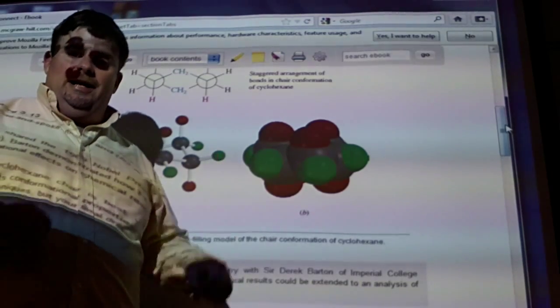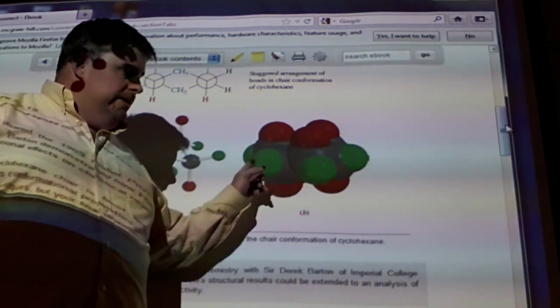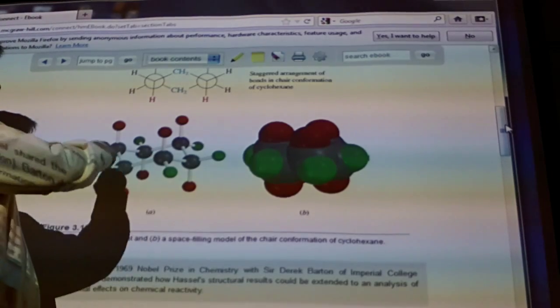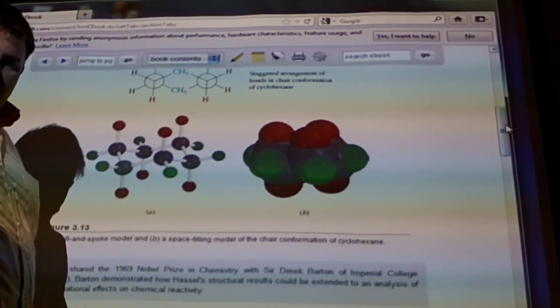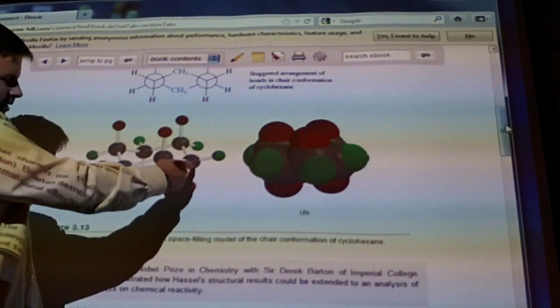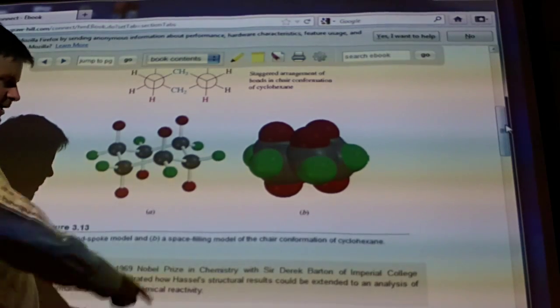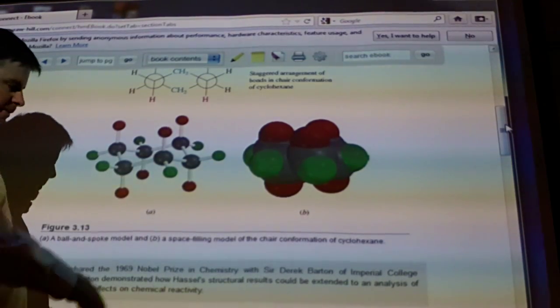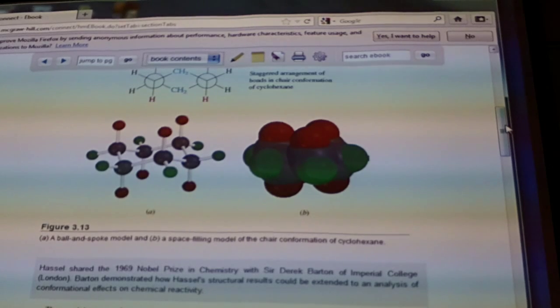Okay, cyclohexane has 0 in this form. Now, if you look at this form, remember that chaise lounge I showed you in the previous chapter? This is kind of the head, and this is the tail of the chaise lounge. You can kind of see that it's kind of a chair. If you're insane, you can see a chair there. Okay, but this is what we call the chair formation.